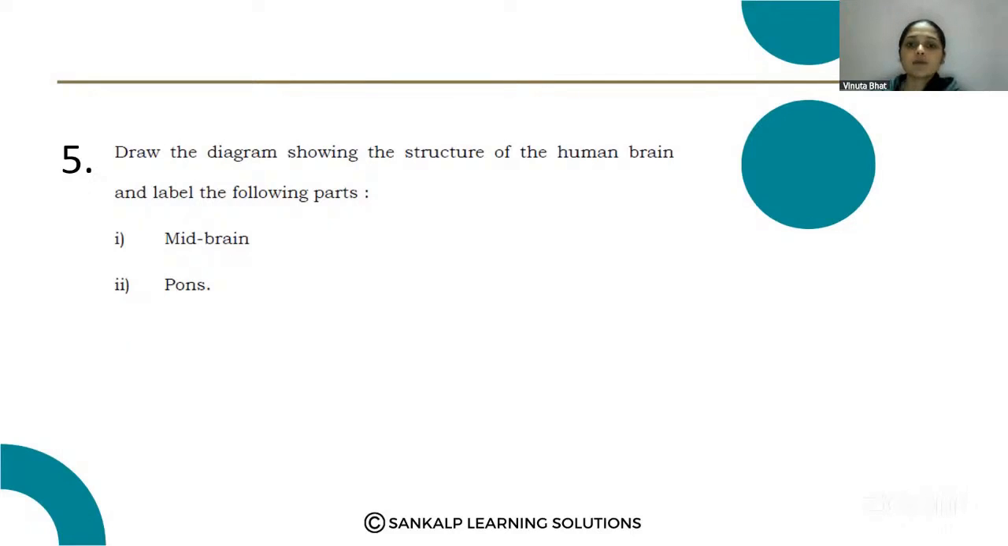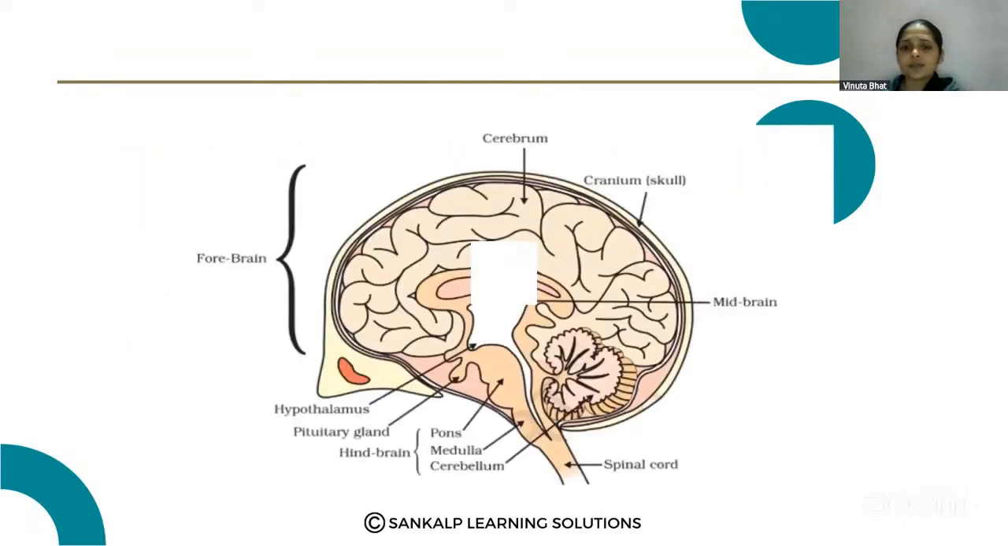Draw the diagram showing the structure of the human brain with the following parts: midbrain and the pons. This diagram is very, very important. In many question papers, you can see this question: draw a neat labelled diagram of the human brain.